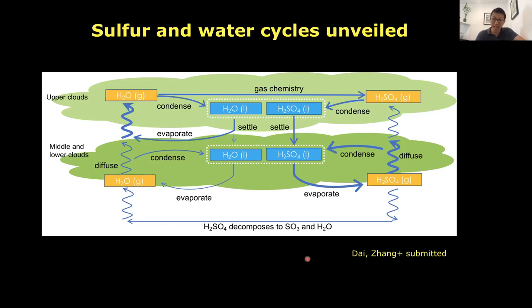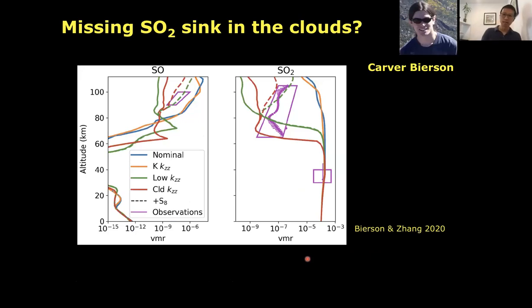But this is not the end of the story. There are a lot of interesting things in the Venus atmosphere. Why do we care about this? It's because clouds play important roles in shaping the abundances. For example, my student Cavarpearson and I published a paper last year, and we think the sulfur dioxide is very hard to explain.